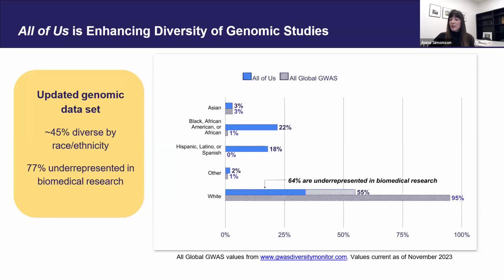So even within the white population, which makes up 55% of the genomic data in All of Us, 64% of that 55% checked something that indicated they were underrepresented in biomedical research. So this could relate to gender and sexuality, income, disability, and other things.